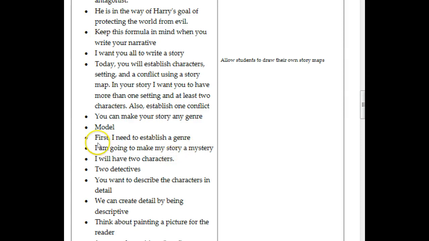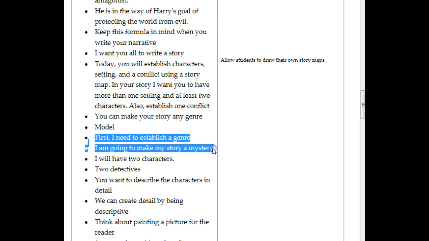Here, when you start to work through your modeling, you say, I need to establish a genre. I'm going to make mine a mystery. First of all, I don't know all the characteristics of a mystery genre, and the kids need to know that.